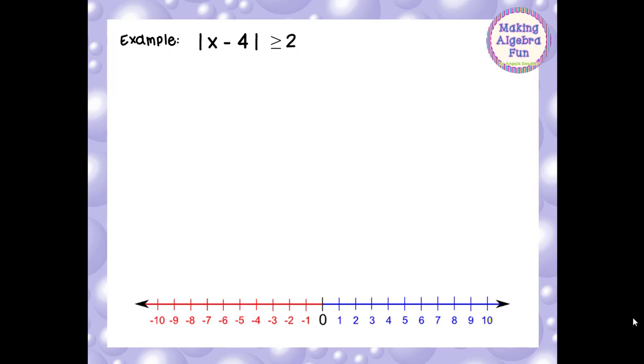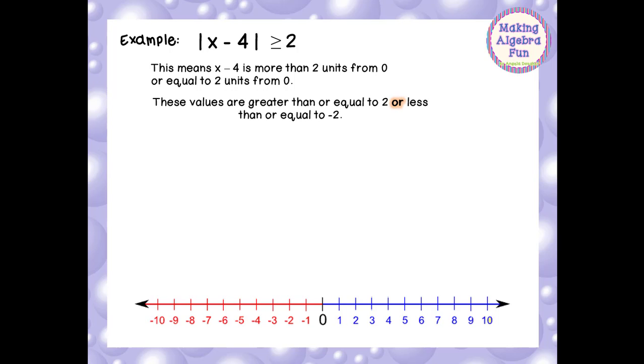So this example says the absolute value of x minus 4 is greater than or equal to 2. This means x minus 4 is more than 2 units from 0 or equal to 2 units from 0. So we're talking about the values that are greater than or equal to 2 or less than or equal to negative 2. So you've set up your two inequalities and now we solve using inverse operations.